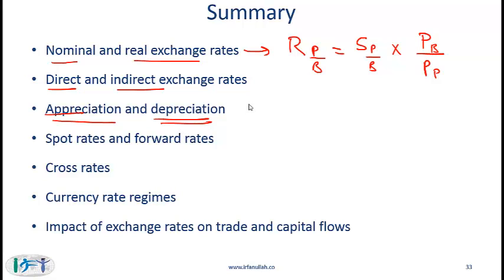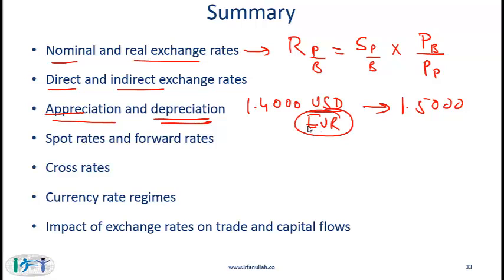If we have the following exchange rate quote, 1.4000 USD for 1 euro, and this number goes up to 1.5, here euro is the base currency. If the exchange rate goes up, this means that the euro or the base currency is becoming stronger and the price currency is becoming weaker.